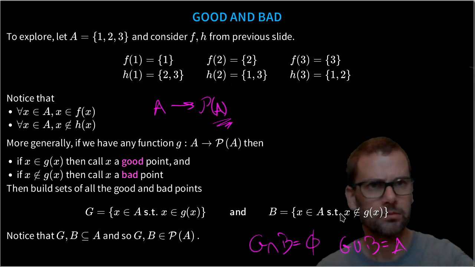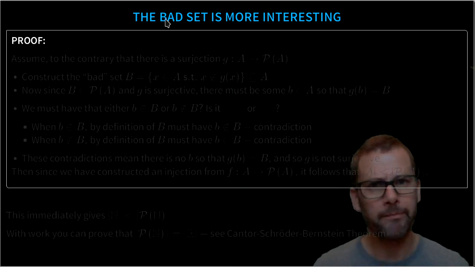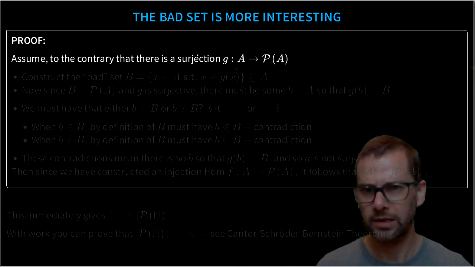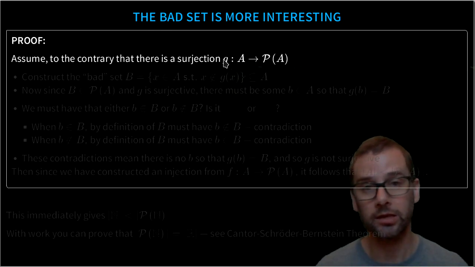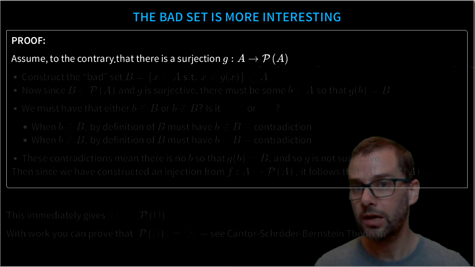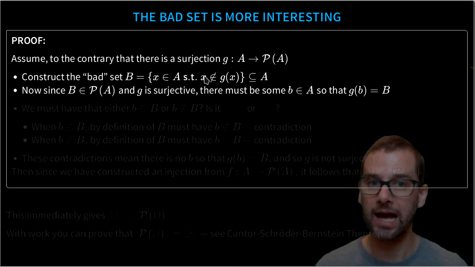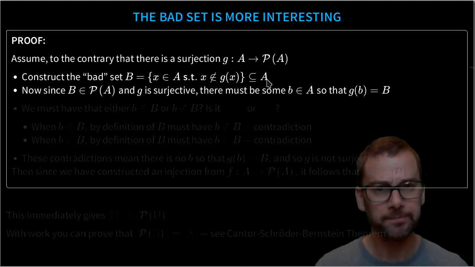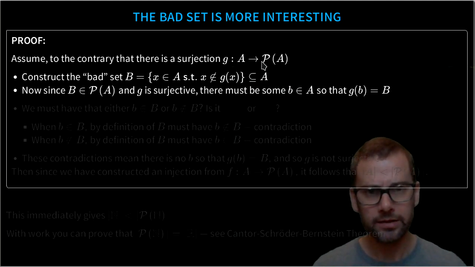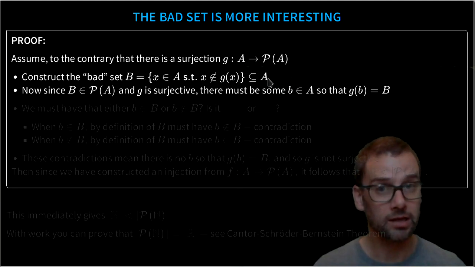All right, so let's go on to the proof, or at least how to make the proof work. Now, as often is the case, the bad set is more interesting. So let's assume to the contrary that we can construct a surjection from A to the power set of A. Let's call that G. And let's build the set of all the bad elements, so all the elements in A that don't map into their image. This is some subset of A. Now, because this is some subset of A, this set B is in the codomain of our function. Okay? So B is an element of the power set, precisely because it's a subset of A.